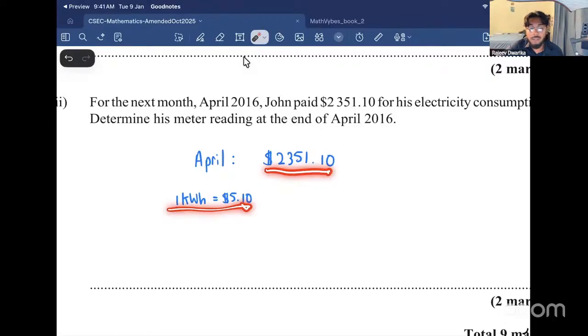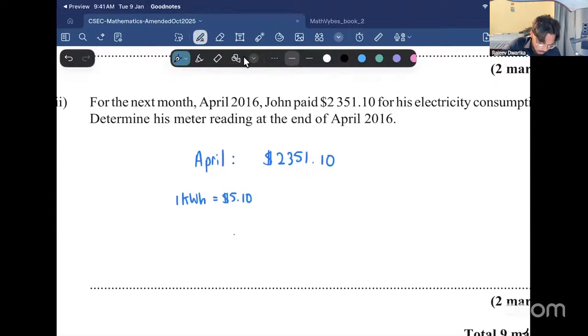I've got to divide. Yes, I will have to divide, because if 1 kilowatt hour is $5.10, I would divide to figure out how many kilowatt hours were used. So I would divide that by $5.10, and what would I get? 461. Again, 461. I used the calculator on the computer to verify that. I got the same thing, too.